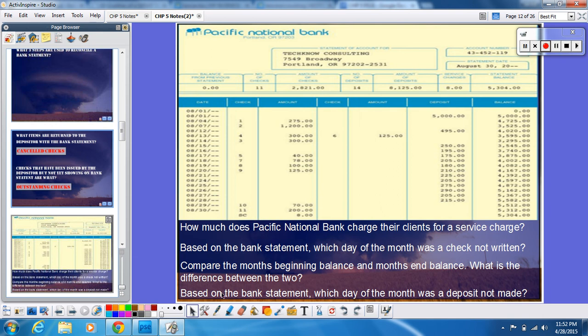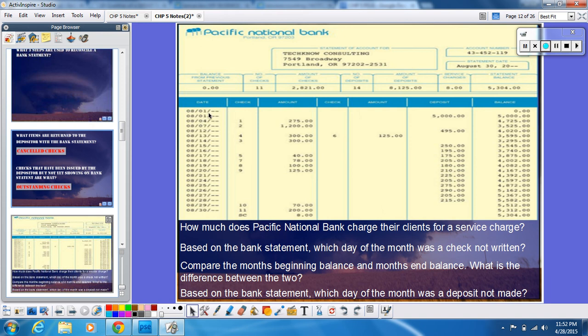Okay. Based on the bank statement, which day of the month was a deposit not made? So I told you before, the checks are over here on the left. Well, here's your deposits on the right. These are all the deposits that were made for the month. And you can see there was 14 deposits for the grand total of $8,125. If there's nothing on the line, no deposit was made.